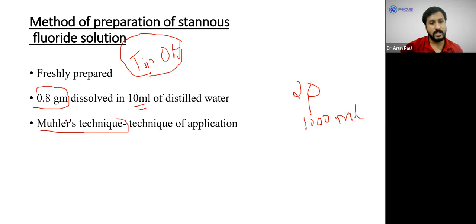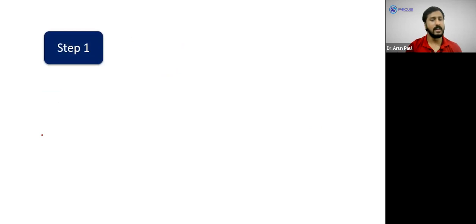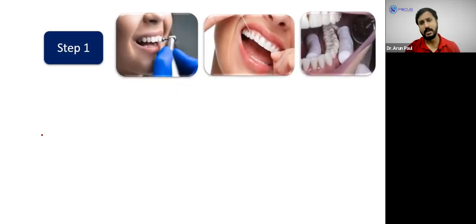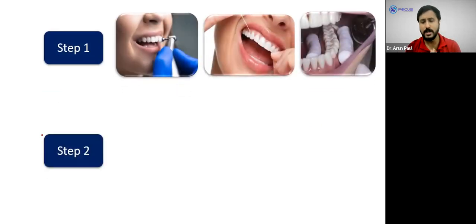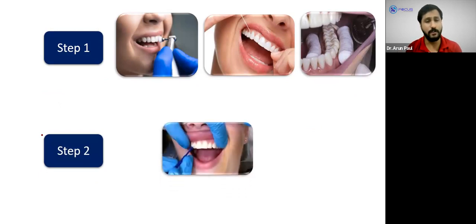Here the technique is called Muller's technique. Previously it was Knudsen technique, here it is Muller's technique. The technique of application of stannous fluoride is called Muller's technique. So let's see how it goes. It is almost entirely the same. The only difference quoted in the textbook is application of floss. How much it actually helps is a question mark, but that is the only difference in the textbook.